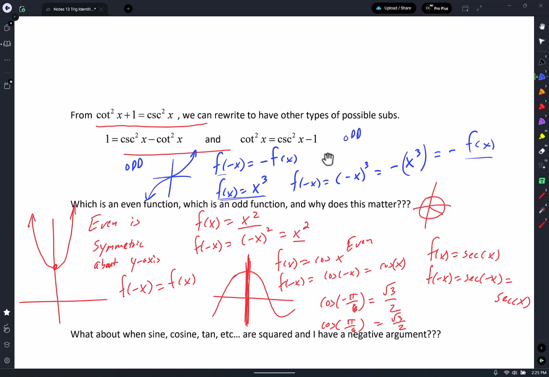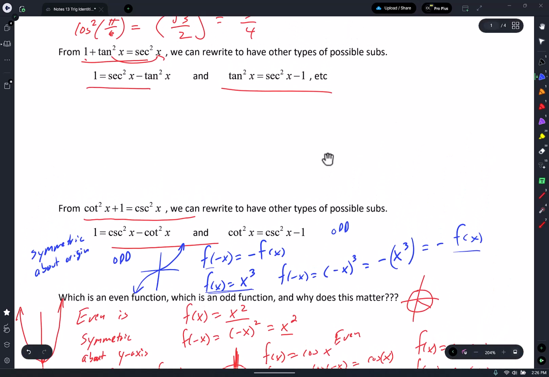Symmetric about the origin is how you say it. Does it have to go through the origin to be an odd function? Yes. Later on, when we start doing algebra, there are going to be some functions that have odd tendencies, like end behavior. But for it to be an odd function, it must go through the origin.